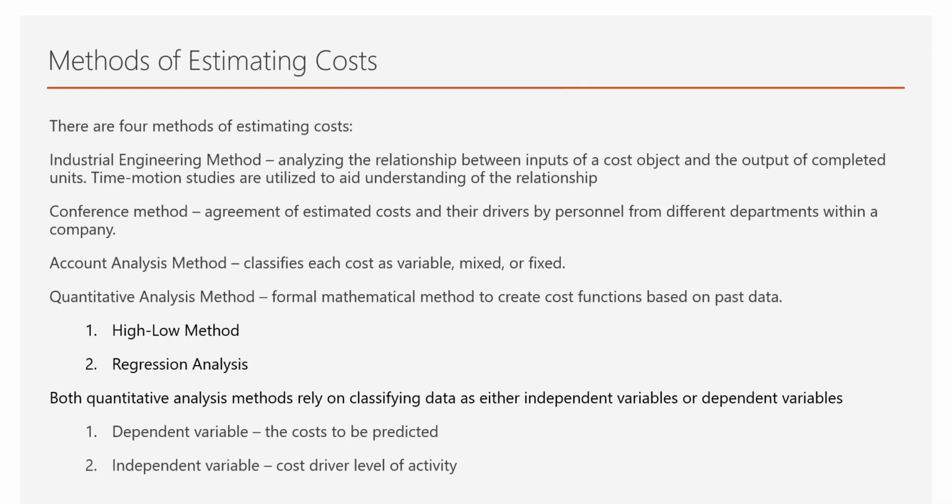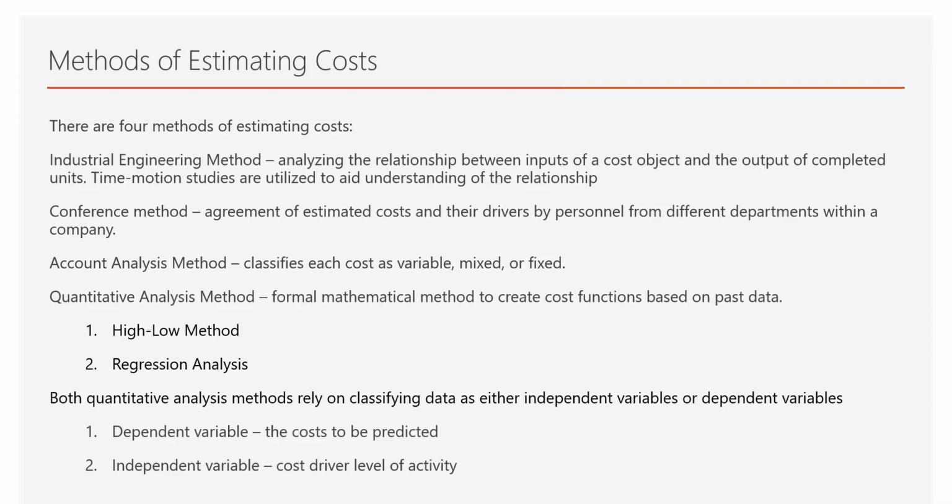So now there are going to be four methods of estimating costs. One is the industrial engineering method. In the industrial engineering method, we analyze the relationship between inputs of a cost object and the outputs of completed units. This is mainly done with time motion studies. I know you've heard about that in other classes here, so I won't go over that. But these time motion studies are utilized to aid understanding of the relationship between the two. Then we have the conference method.